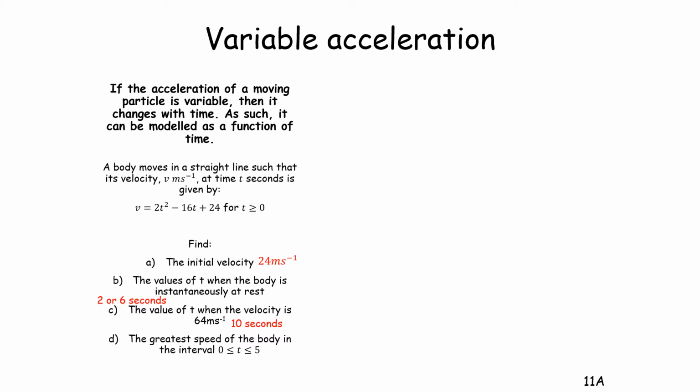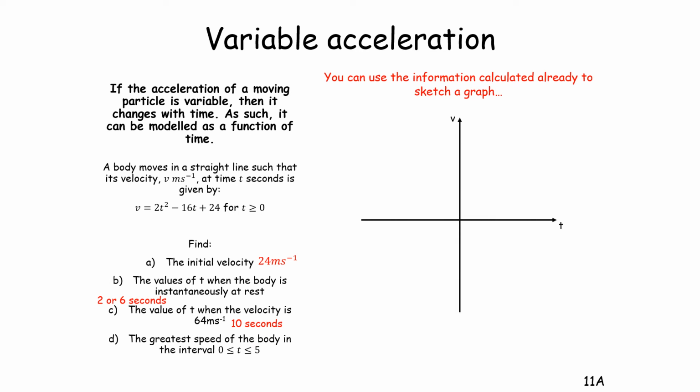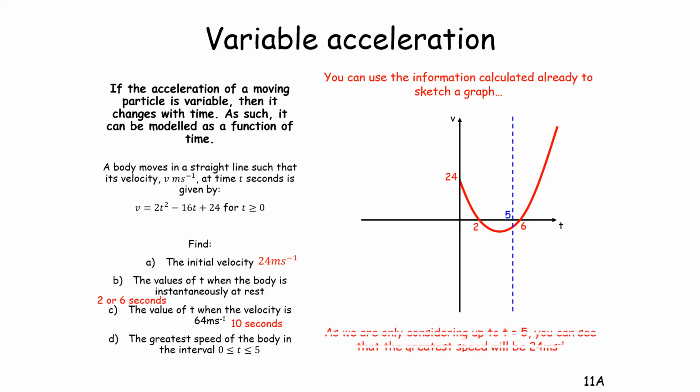So the next part, the greatest speed of the body between 0 and 5 seconds. Well, we could easily do a sketch here to assist us. So we know this is a quadratic, and we're only drawing it from t equals 0 or more. It will look something like this. So if we cut it off at t is equal to 5 seconds, we're only interested in between 0 and 5 seconds. So you can clearly see the greatest speed will be 24 meters per second.